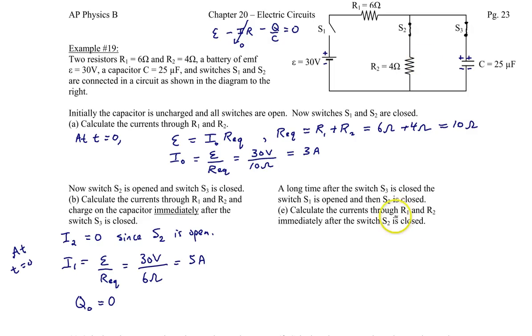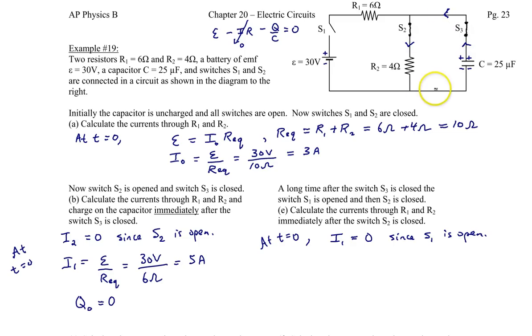So we would like to calculate the current through R1 and R2 immediately after the switch is closed. So basically at t equals 0, the current through the first resistor is going to be 0 because there can't be any current going through this particular branch since S1 is open. However, there will now be current that will flow through resistor 2, and it will go in the opposite direction than it did when it was charging.